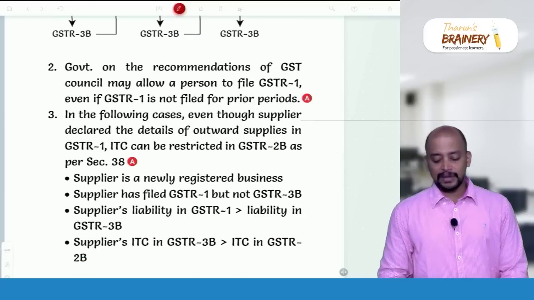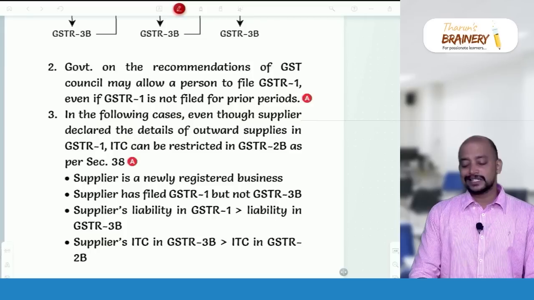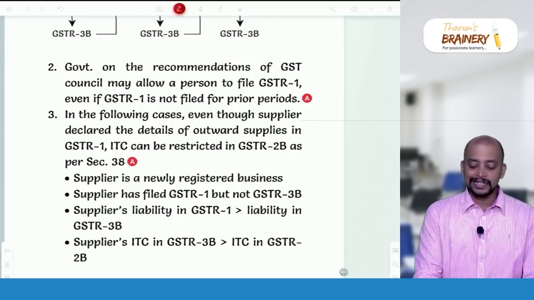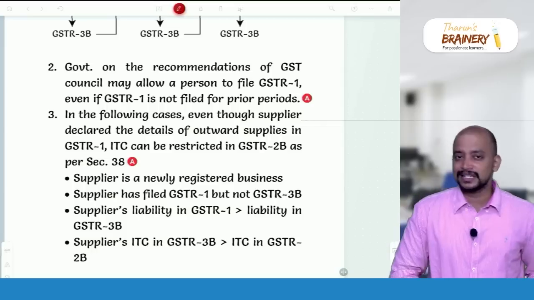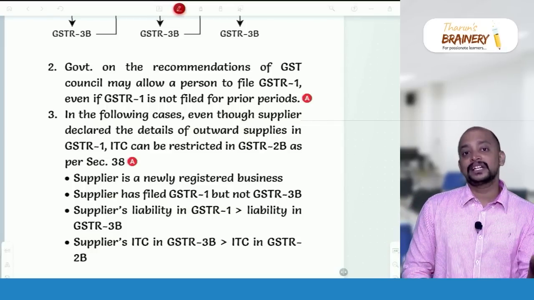Then the government, on recommendations of the GST Council, may allow a person to file GSTR 1 even if GSTR 1 is not filed for prior periods, in the following cases, even though the supplier declared the details of outward supplies in GSTR 1. So whenever the supplier declares the details of outward supplies in GSTR 1, that will come in 2B.